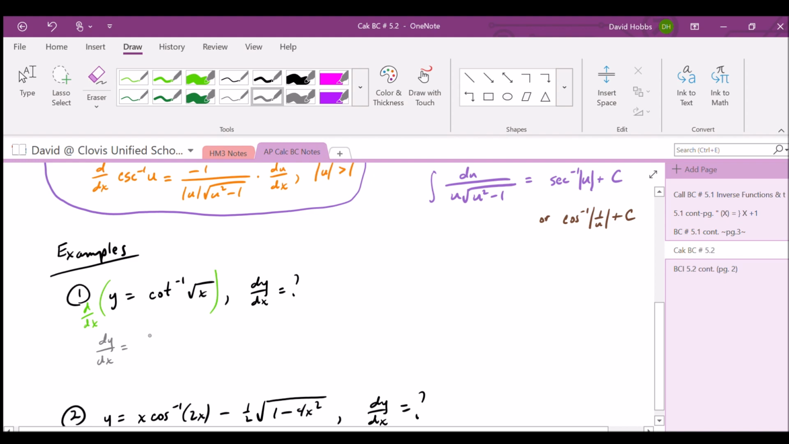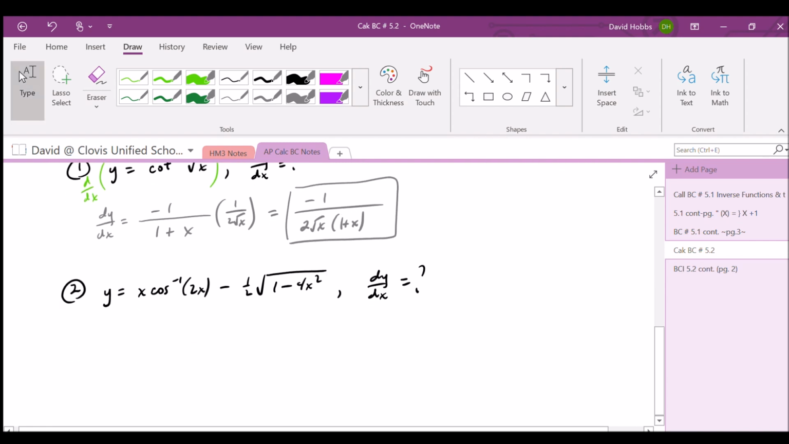Okay, and so negative 1 over, similar to the tangent, 1 plus the u squared. My u is root x, so if I square that, that's x, times the derivative of the guts. Now the derivative of square root of x, we've been doing that for a while now, so that's 1 over 2 root x. And the derivative of the inside guts with respect to x is just 1. So we get negative 1 over 2 root x times 1 plus x. I suppose you could distribute the 2 root x, but really that doesn't help clean it up at all, so I'd probably just leave it like that.